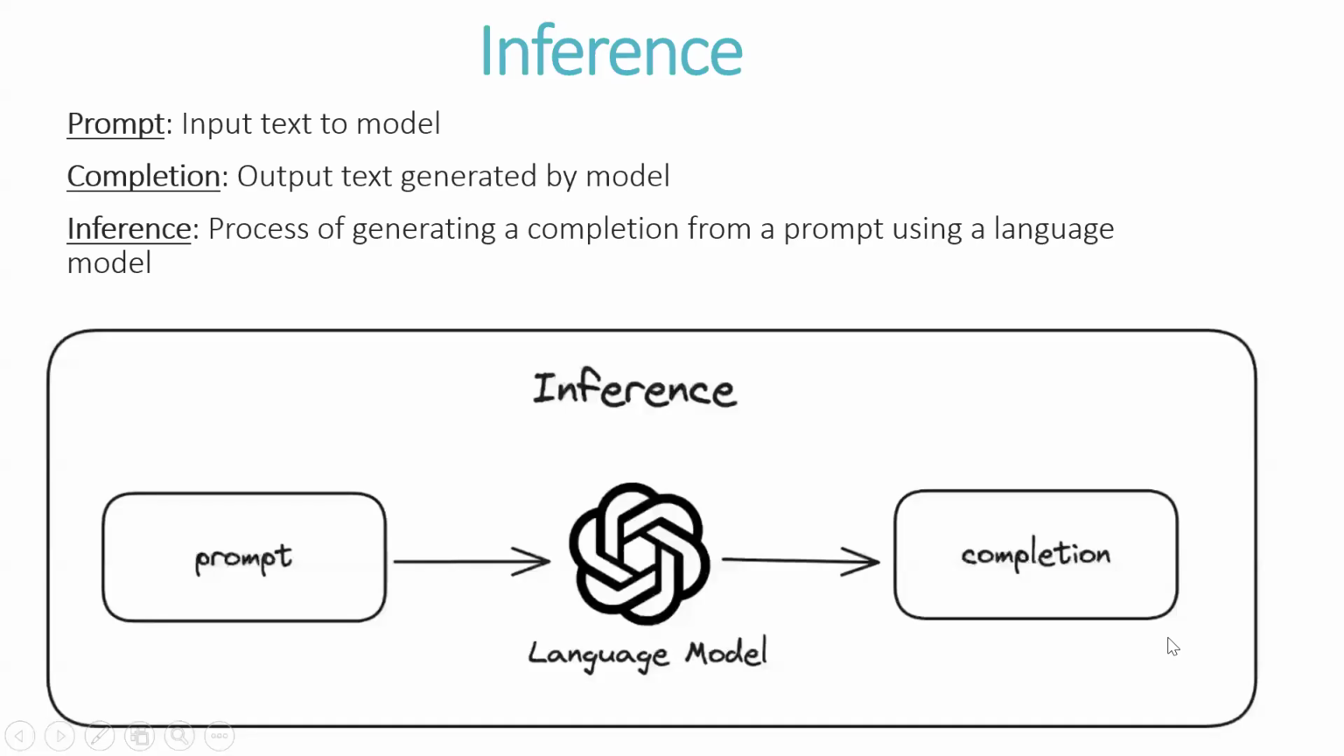All right, then there is something called inference. What is inference? Whenever we give some input to a model and it generates the output, that input is called a prompt. The output is called completion, and this entire process of providing the prompt and getting the completion is called inference. Okay, so this is just the terminology which is being used in this industry. So you should be aware of what inference is.